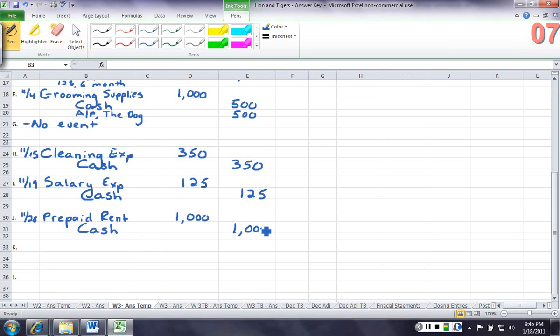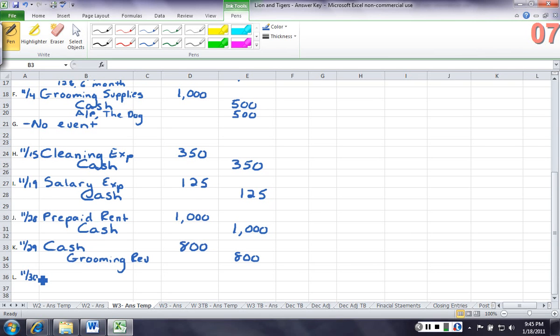On 11/29, I collected $800 in cash. Finally, I get to debit cash because my cash is finally going up. So I'm going to debit cash of $800, and I'm going to credit grooming revenue of $800. And I should have made my columns a little bit wider. Sorry about that.